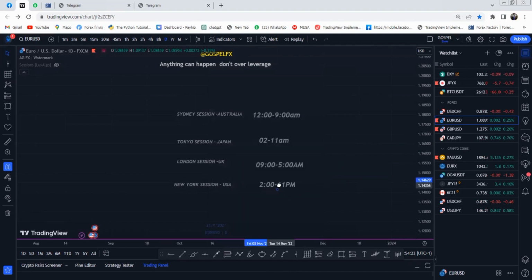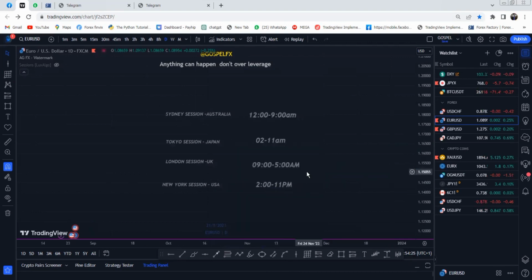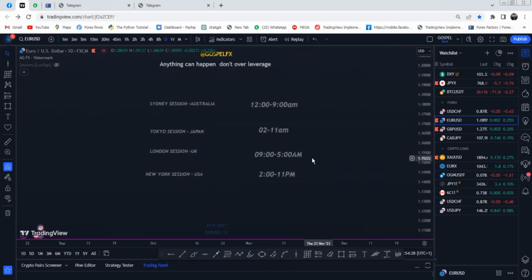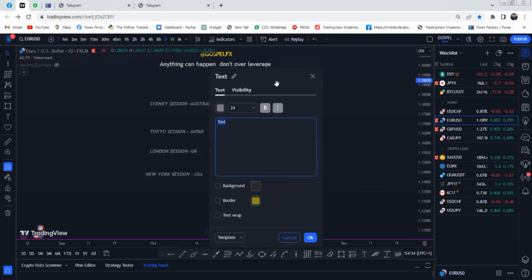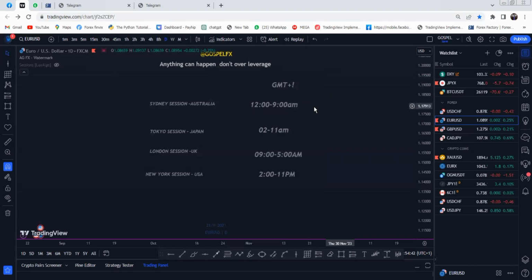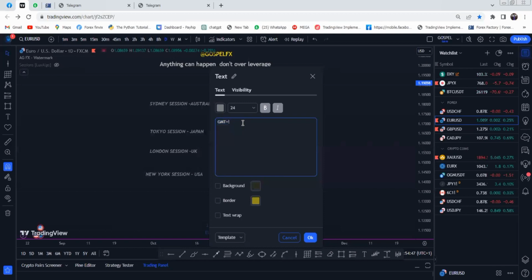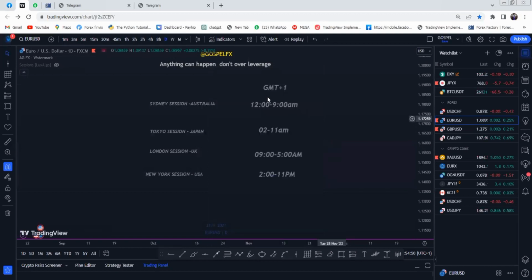Now this is how the time zones are. Remember, all this time here is based on GMT plus one. Let me put that, GMT plus one. All these time zones are based on GMT plus one. So if you're in a different time zone, like I said, you can convert it to your own time zone. There are so many time converters on the net now, so you can easily use that to convert it.